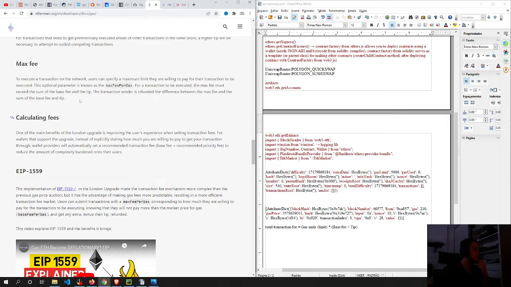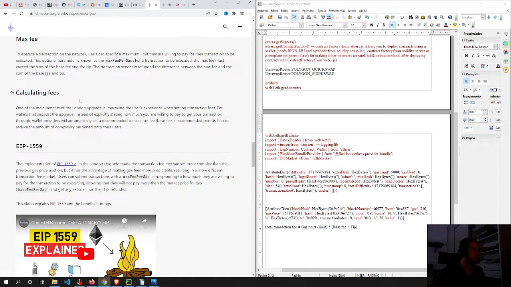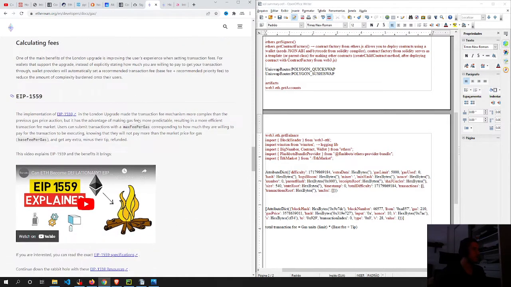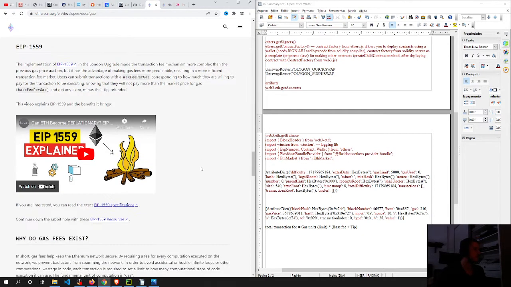To execute a transaction, the network users can specify a maximum limit they are willing to pay for the transaction to be executed. The optional parameter is known as the max fee per gas. Calculating fees, one of the main benefits of the upgrade is improving the user's experience when setting transaction fees.